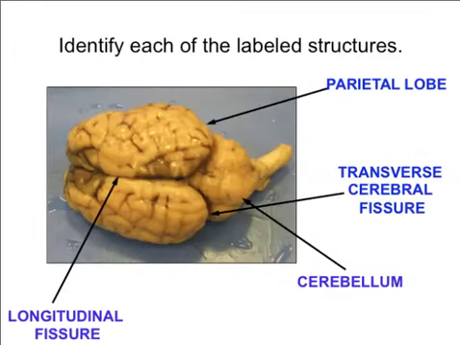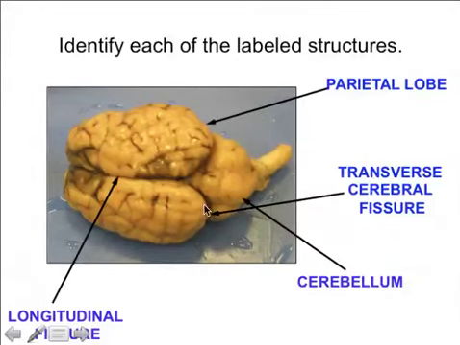Okay, labeled structure shown here. You can see this is a dissected sheep brain. This is the longitudinal fissure, the parietal lobe down here, the transverse cerebral fissure. This, of course, is the cerebellum. Okay, the occipital lobe is on the very back end of the brain here.